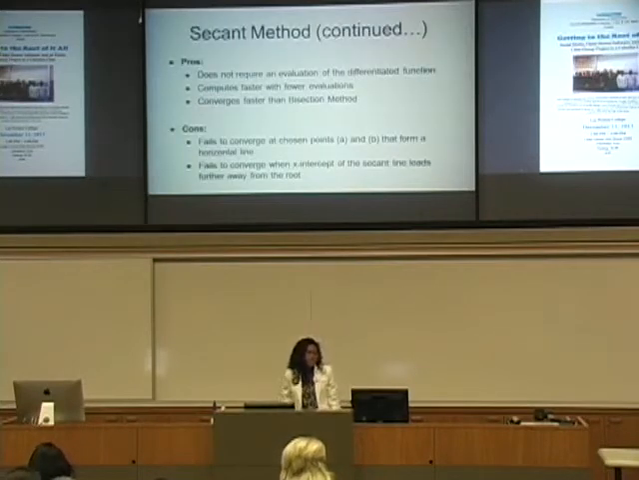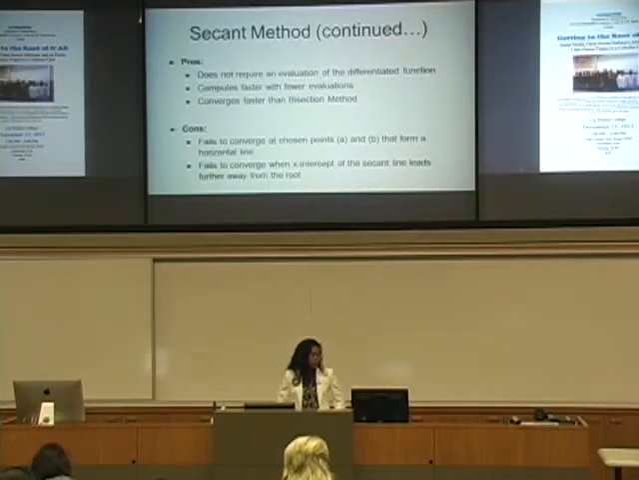The advantage is that it does not require an evaluation of the differentiated function. And the differentiation of a function just tells you the slope of the function. But that slope answer will be another function. So it's another thing you have to evaluate. So the fact that it doesn't have to do that makes it a little easier on the computer. And it computes faster with fewer evaluations. So it gets to the root quicker than bisection method will, because it doesn't have to cut it in half.